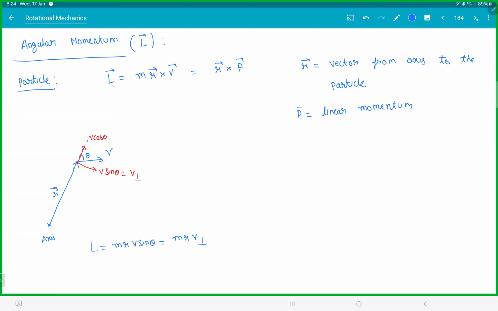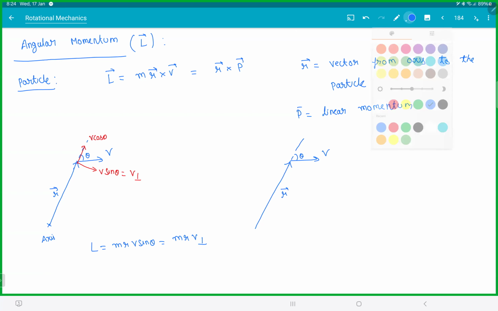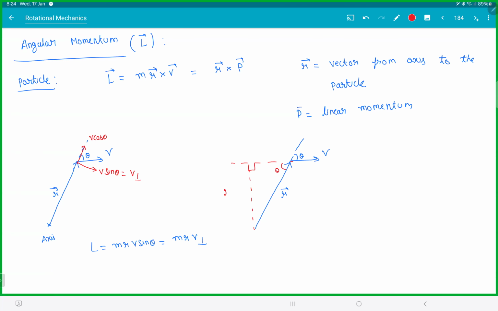So you can find angular momentum using m r v perpendicular, or if this is v bar, extend the vector, from here drop the perpendicular, r perpendicular will be r sine theta. It has a lot of similarities with the torque thing. So we can write this as m r perpendicular v. This is how you get the magnitude of angular momentum for a particle. You can find it as m r v perpendicular or m r perpendicular v. Both are same. This gives you the magnitude.